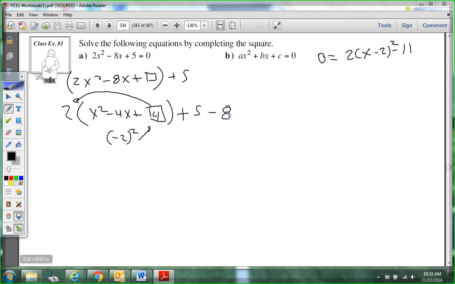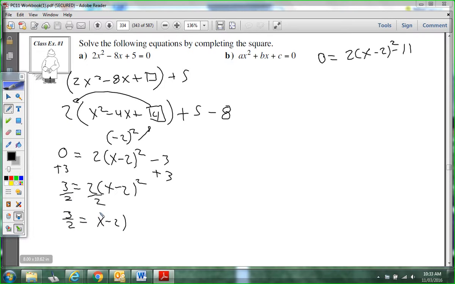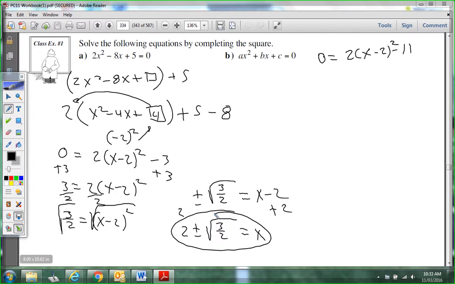Okay, so now we have this thing converted. So it's going to be 0 equals 2 times (x minus 2) squared minus 3. Okay? So now we add the 3, because we're trying to get x by itself. Divide by the 2. Then when you square root, you can write plus or minus. And lastly, excuse me, we add the 2. This is an example of not a smooth number, right? 2 plus root 3 over 2 and 2 minus root 3 over 2.